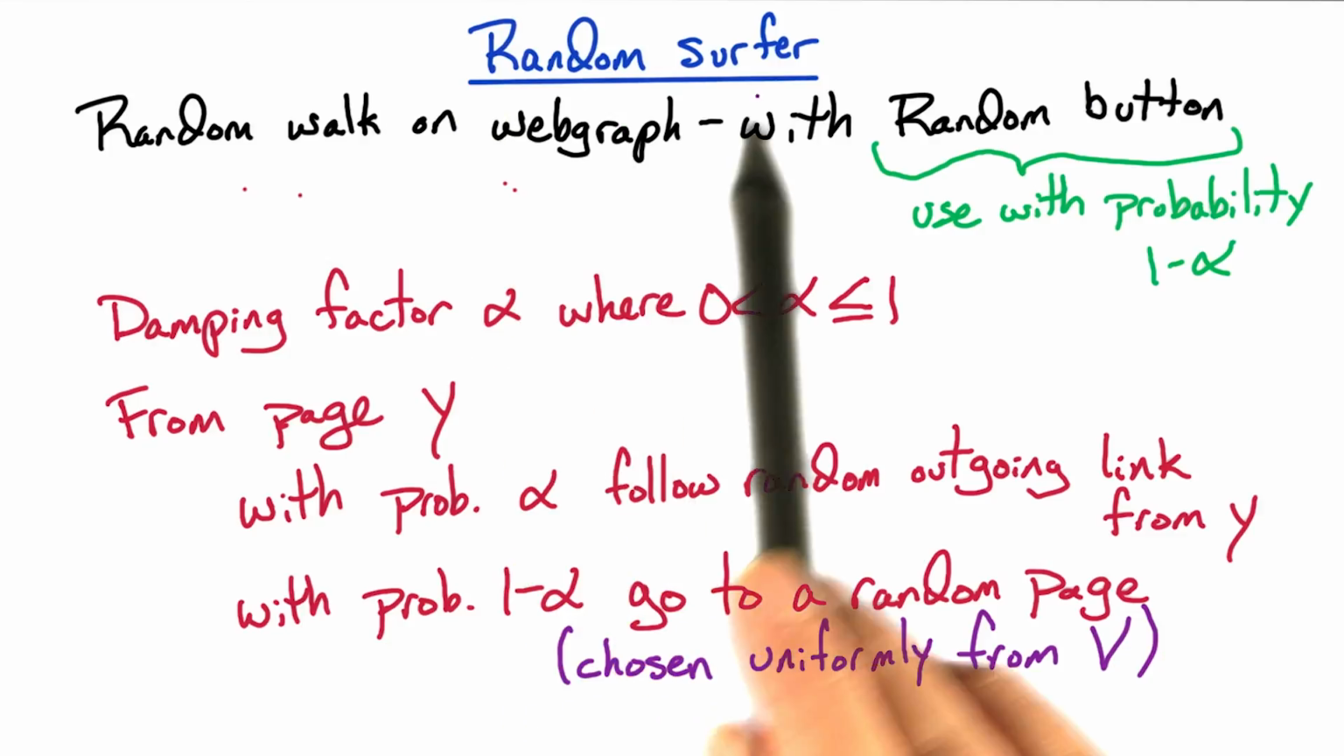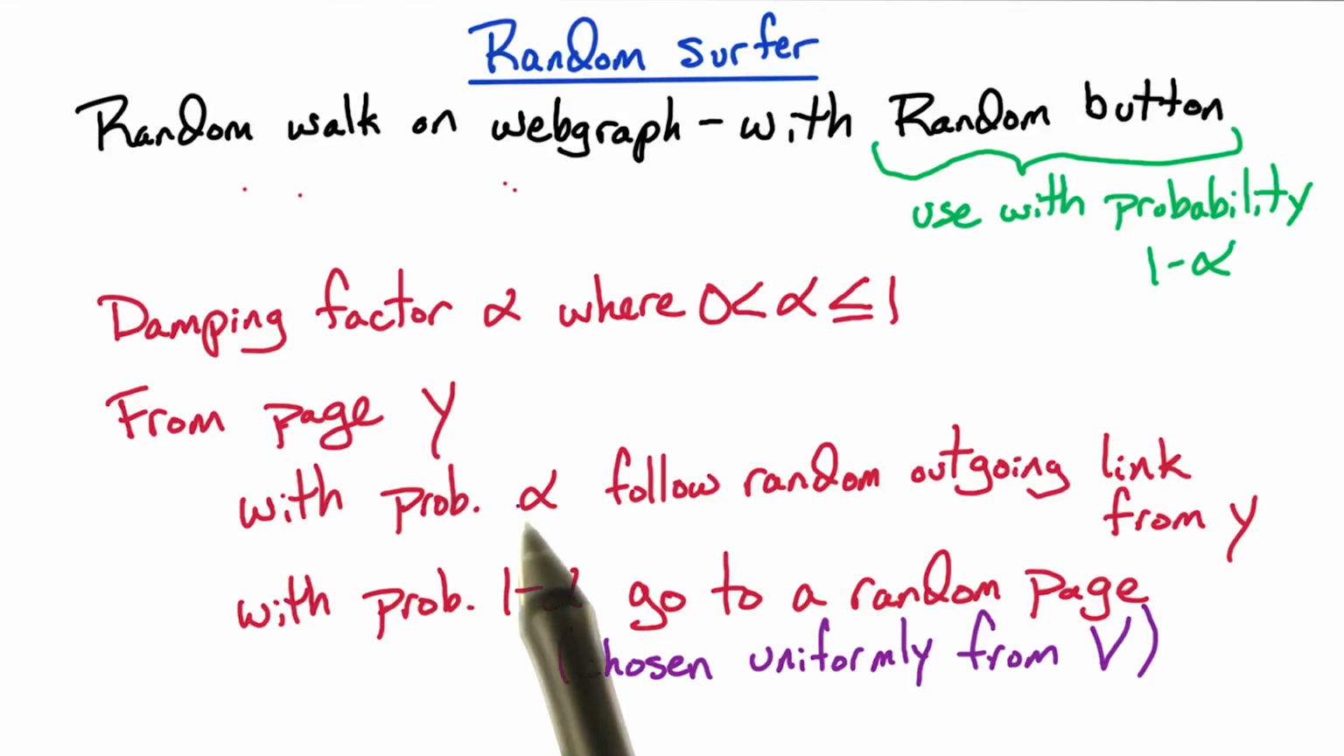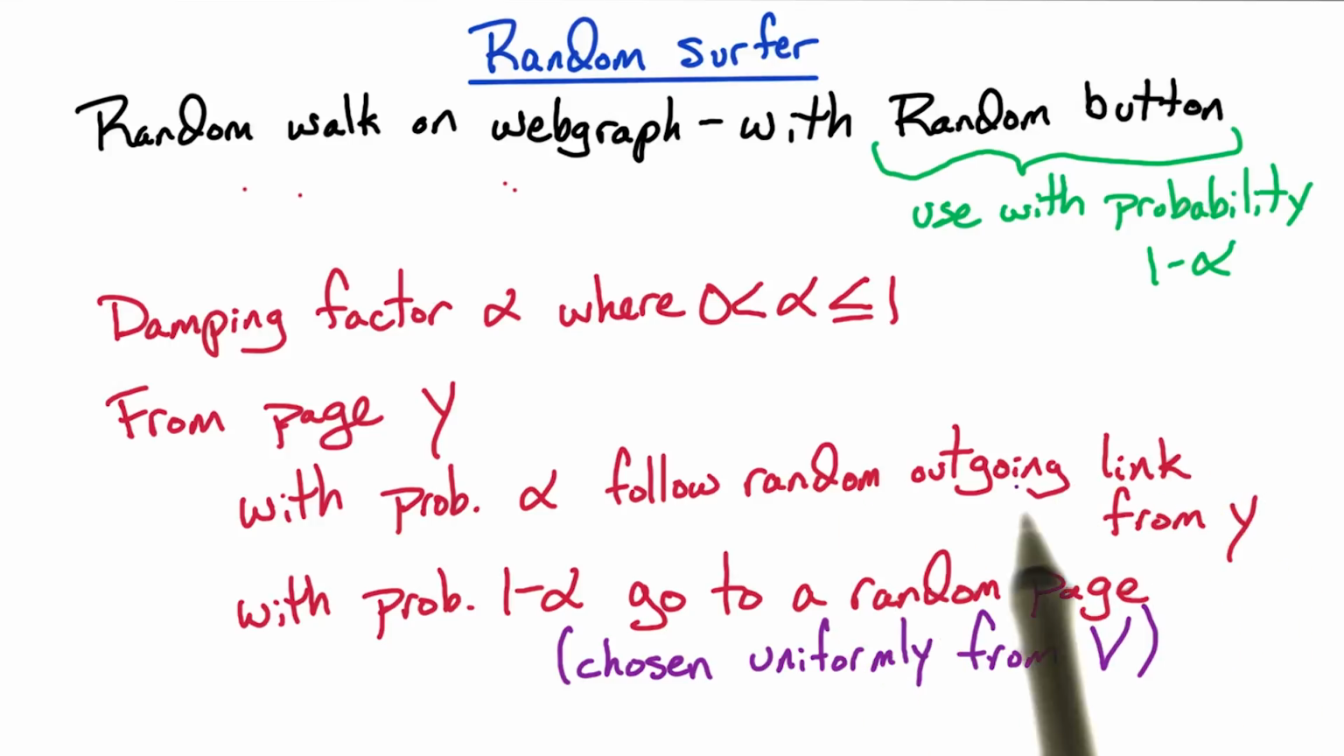So this is our random surfer model. You give me a parameter alpha, and then my random walk looks like the following. I'm currently at a web page Y. With probability alpha, I'll look at all the outgoing links from Y, and I'll choose one of those uniformly at random. And with probability 1 minus alpha, I'm going to go to a random web page, uniformly at random from all web pages in the graph.